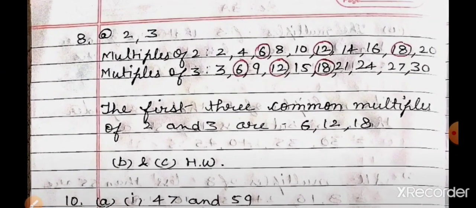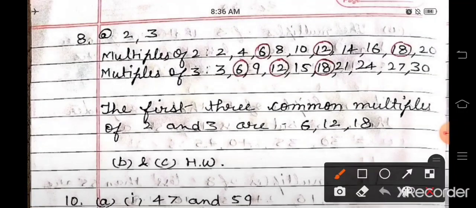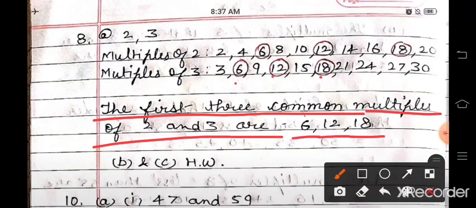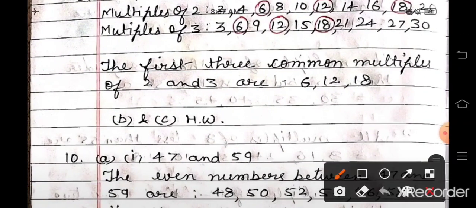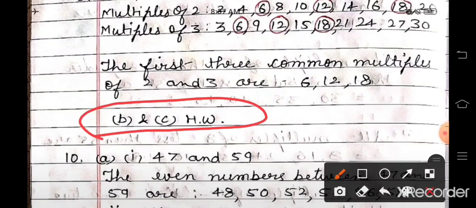Question number 8. Write the first 3 common multiples of 2 and 3. So first write the multiples of 2 and then the multiples of 3. Okay, then check 6, 12 and 18. So first 3 common multiples of 2 and 3 are 6, 12 and 18. Okay, so like this you have to do. B and C, it is your homework.